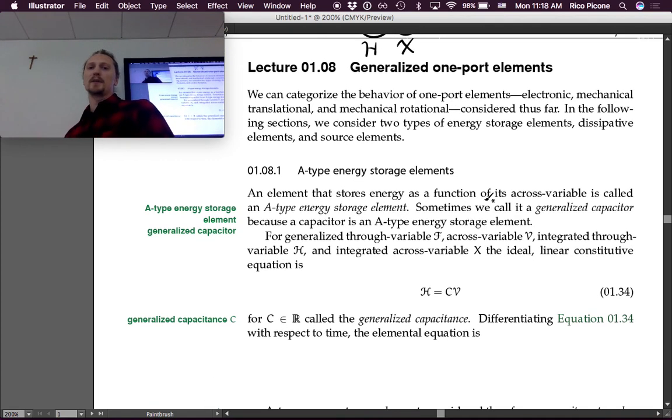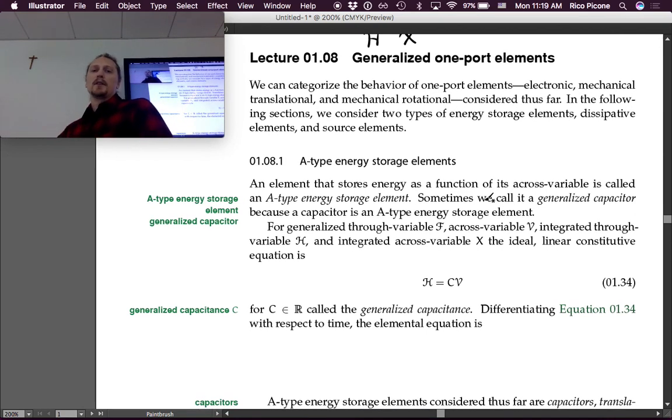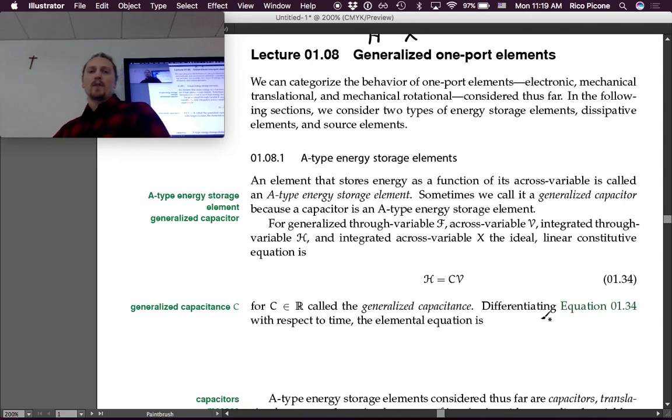So in the following sections, we consider 2 types of energy storage elements. So we have 2 bins for energy storage elements, and then we have dissipative. We have only 1 bin for that, and source, we just have 1 bin for that too. So here we go. A-type energy storage elements are the first type we'll consider. An element that stores energy as a function of its across variable is called an A-type energy storage element. Sometimes we call it a generalized capacitor because a capacitor is an A-type energy storage element.